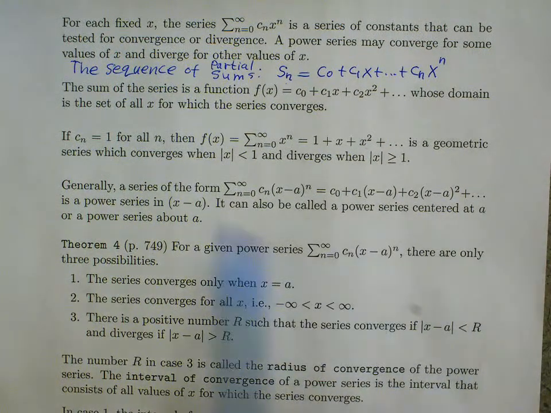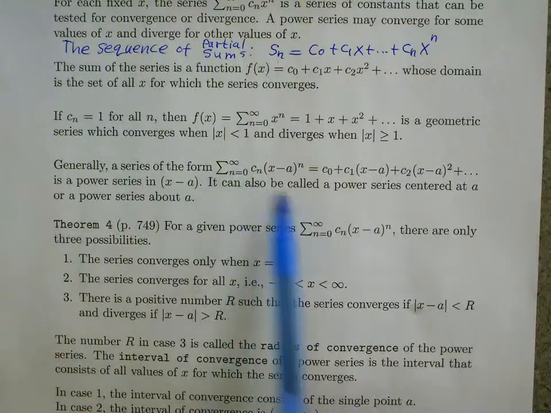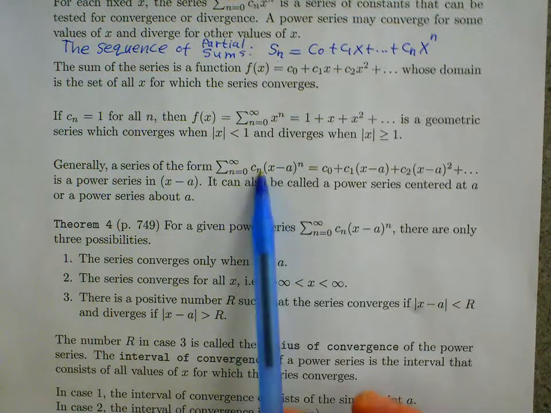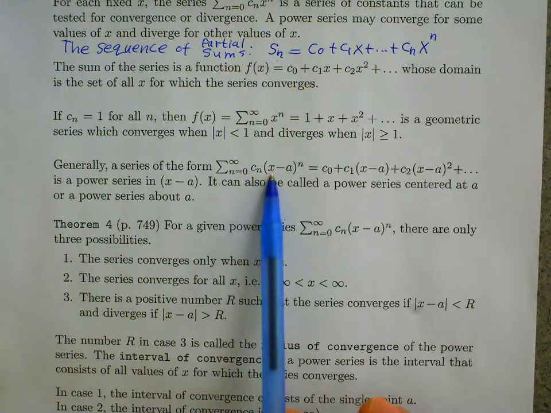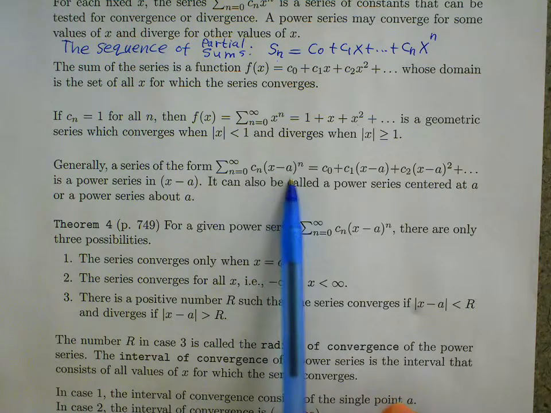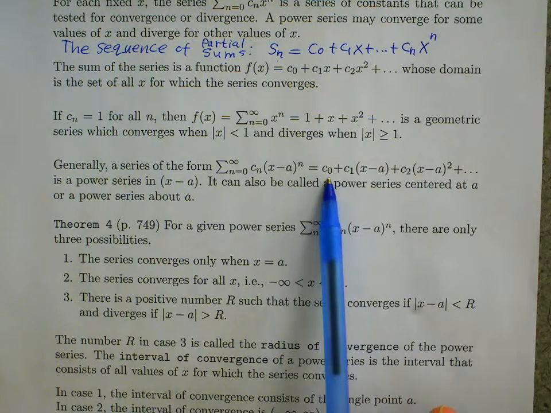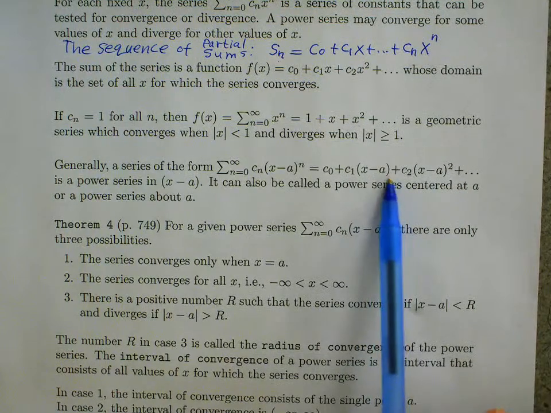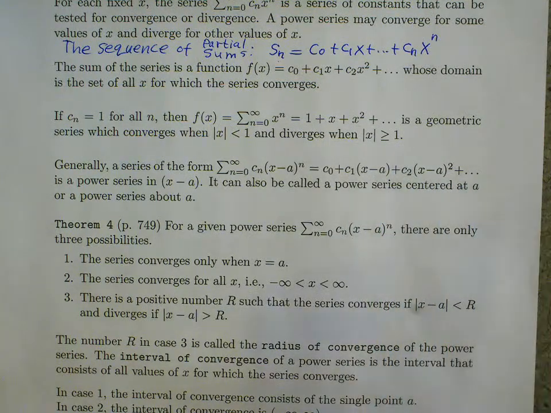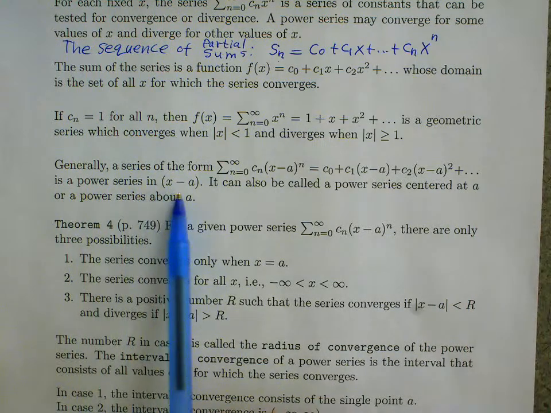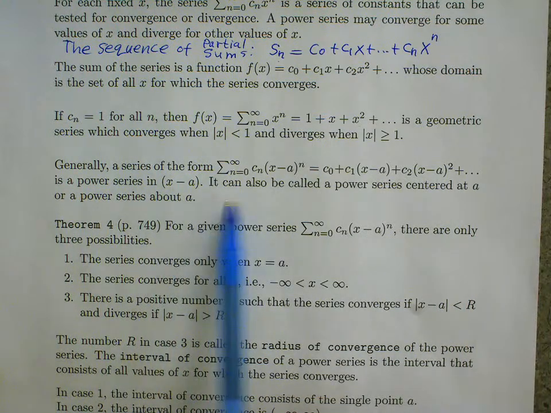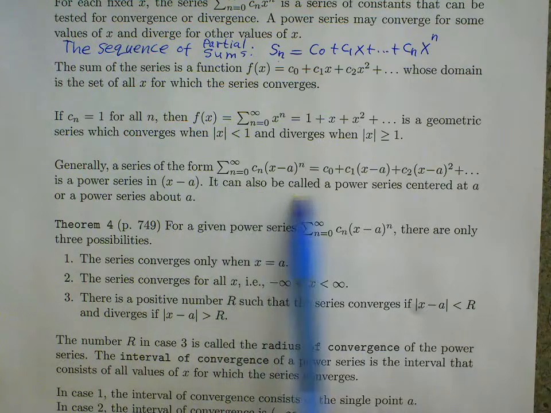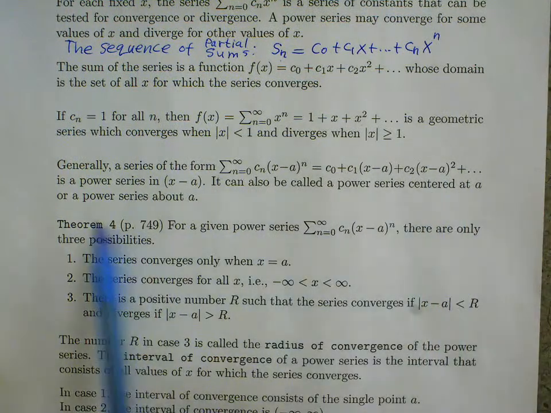Okay, more generally, consider a series of the form where the terms are c sub n times the quantity x minus a to the n. If you expand that out, you'll see the binomial x minus a raised to the various powers. This is referred to as a power series in the binomial x minus a, but it can also be called a power series centered at a, or a power series about a.